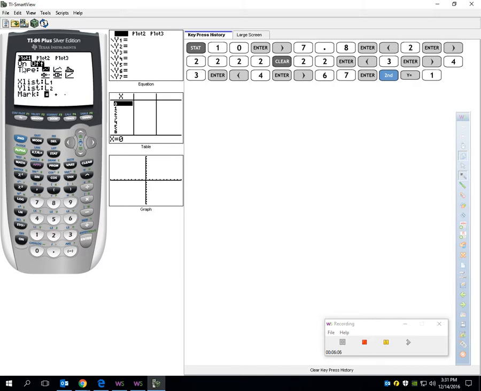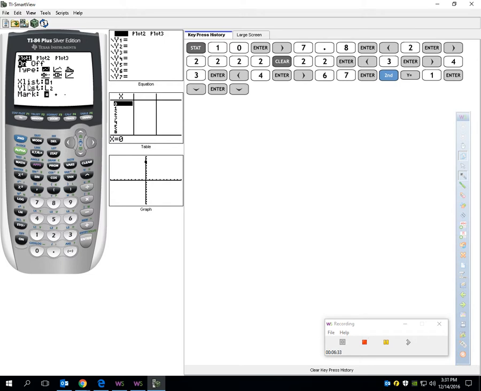Right now the graph is off. I want to turn it on, so when it's flashing on, press enter. Now arrow down to type a graph. You can see all these different kinds of graphs that you put on your calculator. You see a bar graph, you see histograms. We want a scatter plot. That's the flashing symbol right there. So just press enter. We definitely want the scatter plot.